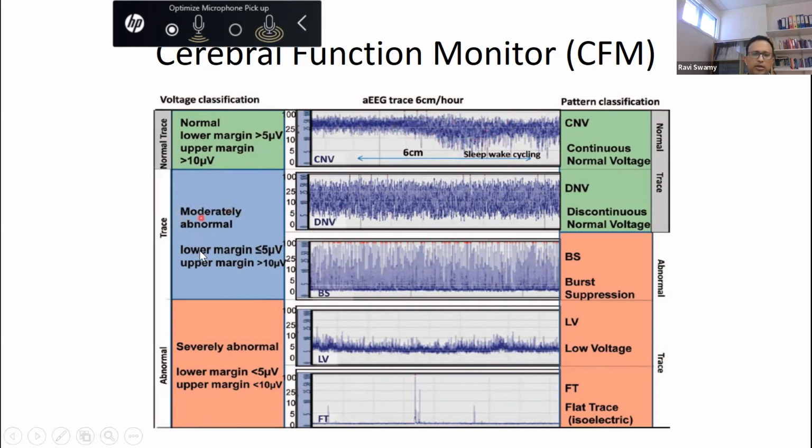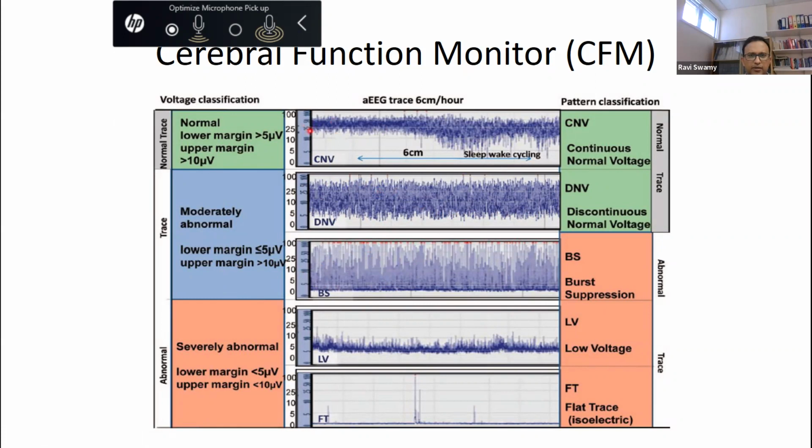Now in moderately abnormal, the lower thing first always drops, then the top will fall. So the lower thing will fall. The lower margin is below 5, and the upper margin is still above 10. If you can see here, this is 5, and the lower margin is sometimes going below 5. And here you can see the lower margin is below 5. This is 1, and the upper margin has to be above 10. So this is 10. You can see the upper margin is still above 10 here, and here the upper margin is above 10. So you will get a broad band. So whenever you see a broad band, then that is moderate. Okay.